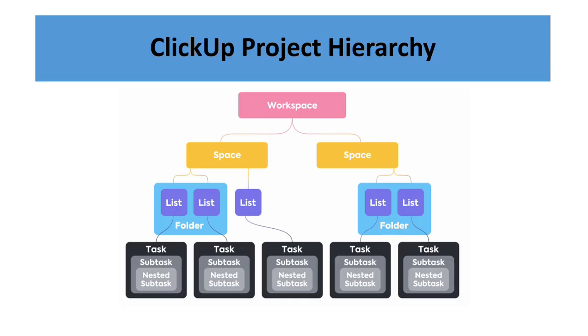Then lower down, we have spaces. Spaces are the next level inside Workspace, and they represent high-level division, such as a department or major functions. Common examples include marketing, product, and operations. These spaces appear as colored sections in the ClickUp sidebar, making it easier to navigate between them. Each space can have its own settings, workflows, visibility, rules, and it can be either public or private, depending on access requirements.